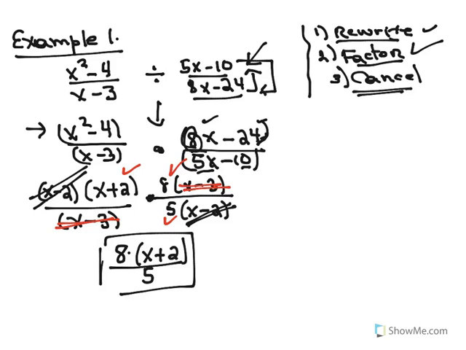Now you have to remember that you don't really need to do anything else. You don't need to do the distributive property. You don't need to simplify any more. This is as far as we can go. Okay, so let's go and do another example.